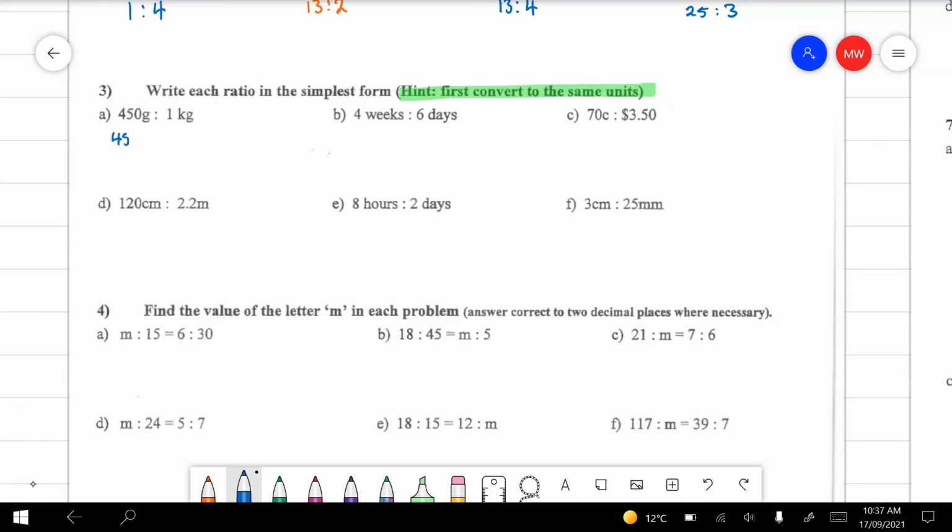So let's keep it at 450 grams, and we know there's 1,000 grams in a kilo, so we can make this 450 to 1,000. And then we know that if we make both of these 50 times smaller, so I'm dividing by 50, then what I'll end up with is a ratio of 9 grams to 20 grams.